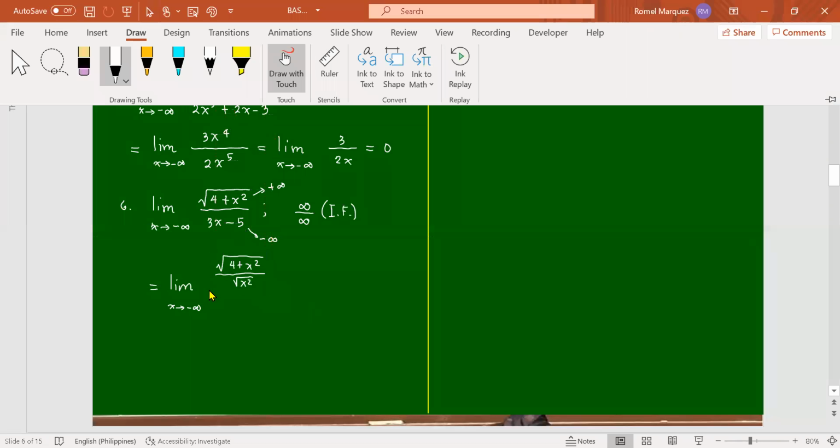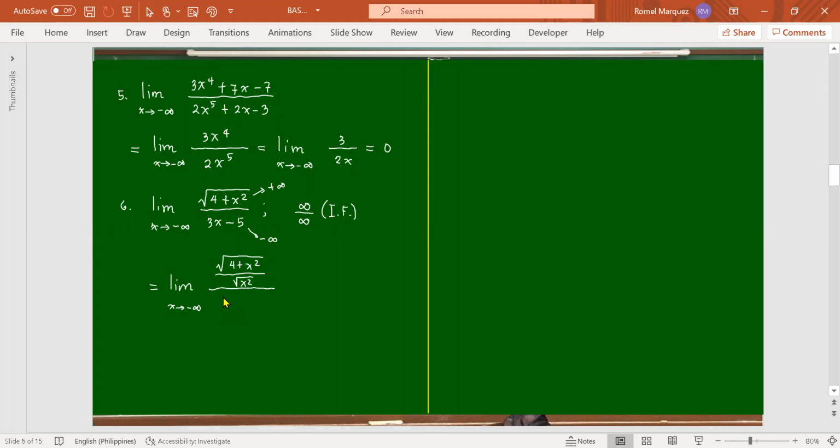Then we'll have the denominator, the same way: 3x minus 5 all over the square root of x squared. Okay? Now what will the numerator be? Square root of 4 over x squared plus 1, plus 1. For the denominator, minus 5 over what? What is the square root of x squared? X, po.